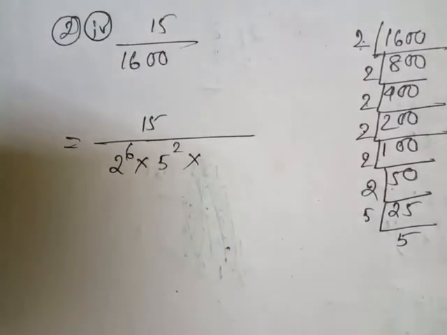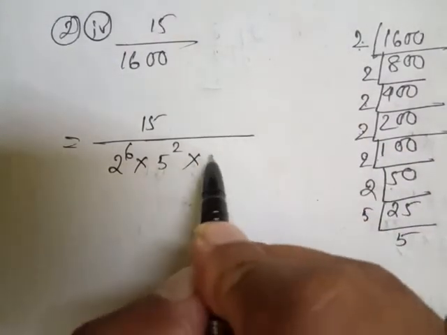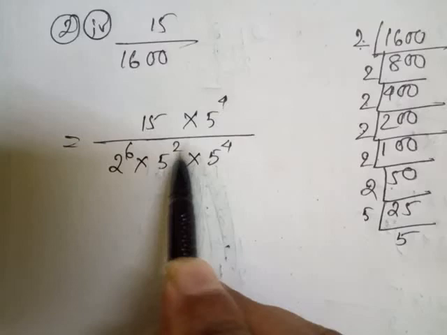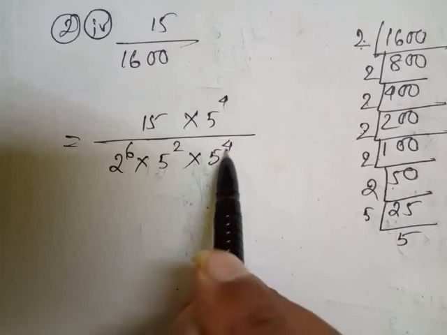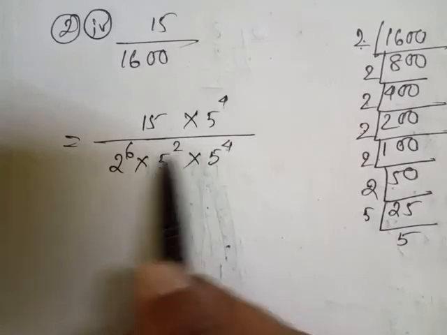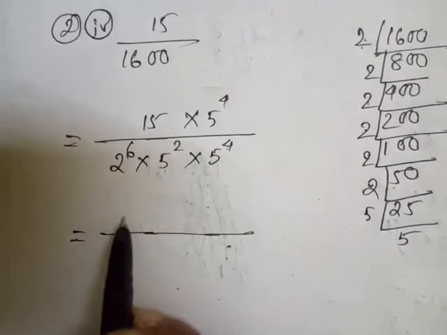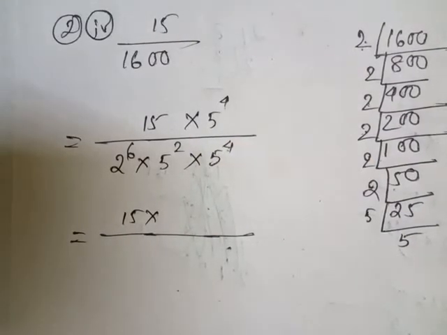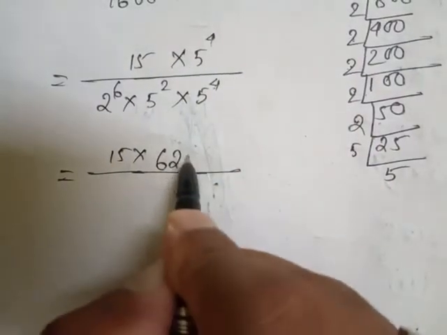Now look, next would be, there is 2 to the power 6 and 5 square. So if I multiply both the numerator and denominator with 5 to the power 4, then look, 2 plus 4, 6, and 6 also here. I repeat again, if I introduce 5 to the power 4, means base same power should be added. 4 plus 2 is 6, then will be easy. So next would be here 15 into 5 to the power 4 means 5 square is 25, and 5 square is again 25, and 25 into 25 is 625. 5 to the power 4 is 625.